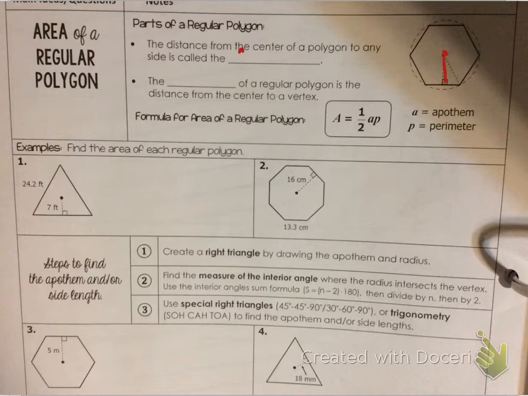Now, we have an apothem. An apothem is the distance from the center of the polygon to any side, from the center to any side. The radius is the distance from the center to a vertex. So this little line drawn here, that's the apothem. This line right here, that's the radius, okay?